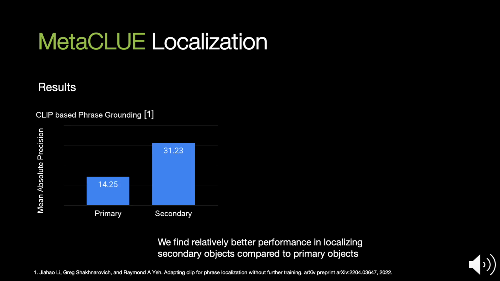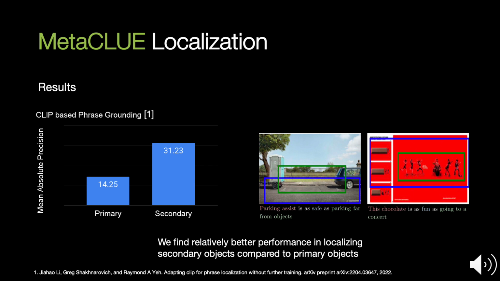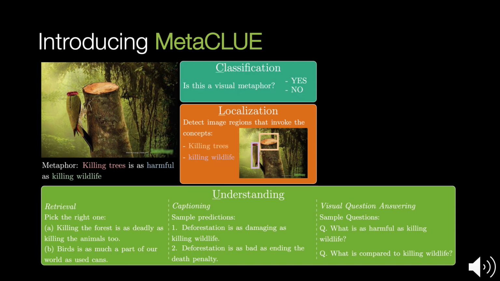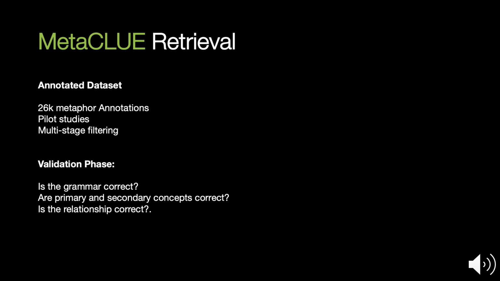We find relatively better performance in localizing secondary objects compared to primary objects. Here are some sample results where ground truth boxes are shown in green, whereas the predictions are shown in blue. Next, we introduce 3 important understanding tasks: retrieval, captioning, and VQA. In retrieval, the goal is to identify the correct metaphor interpretation statement from a candidate set given a metaphorical image. We conduct several pilot studies and use a multi-stage annotation approach to collect a total of 26K clean annotations.